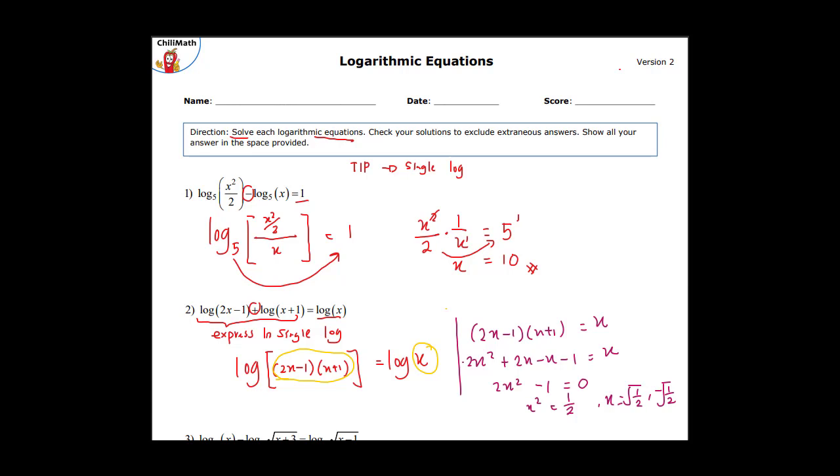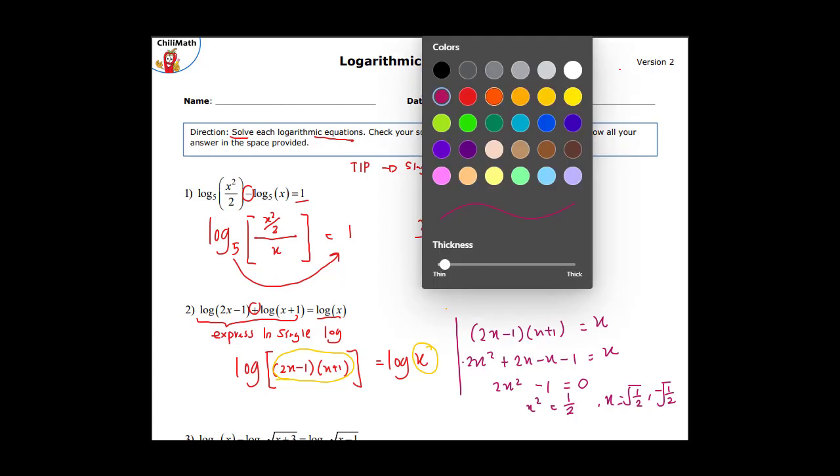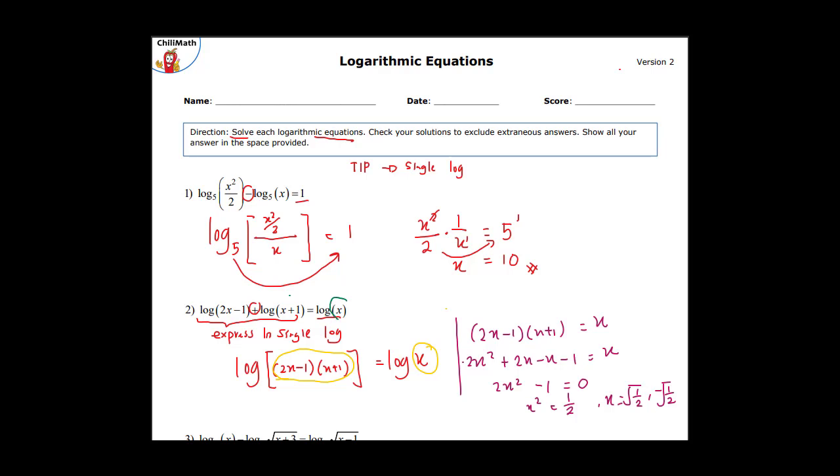So now you have to think logically. Are you sure that these two answers are going to be accepted? Obviously the only thing you have to take note of is, you look at this x. As we know, the argument of a log must be positive, right? So it means that automatically the negative one will be rejected. So you get the answer as this.